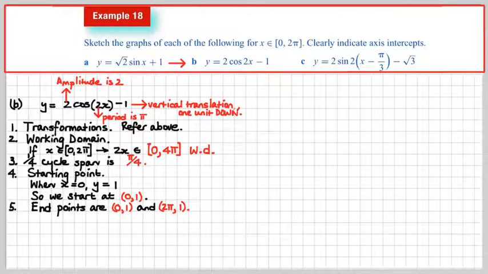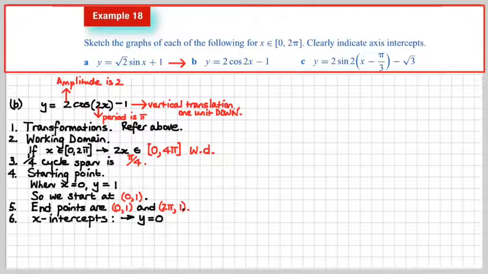Now the end points. What you've got to do there is substitute X is 0 and X is 2 pi into there, and you will get these two end points. Alright, we're cooking along very nicely here. What else have we got to do? X-intercepts.